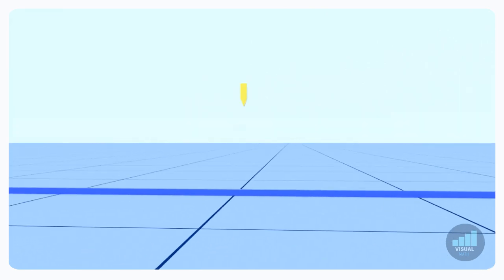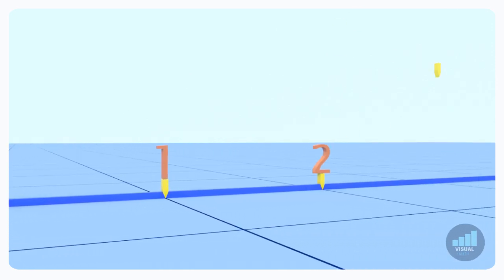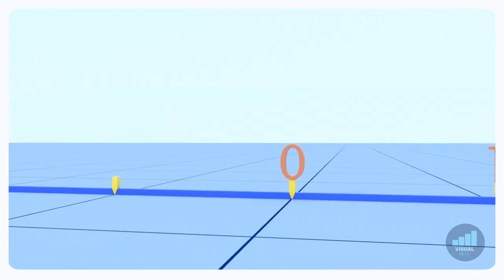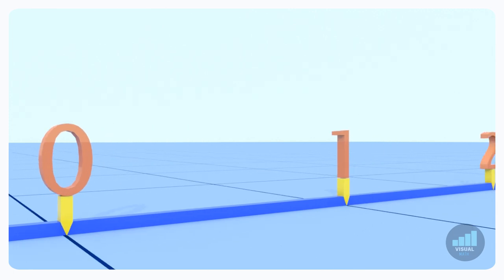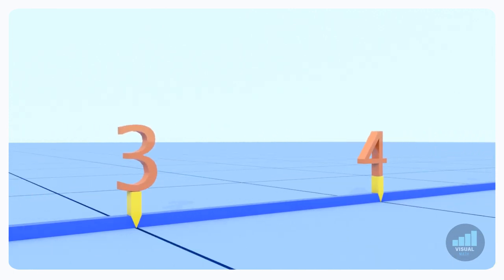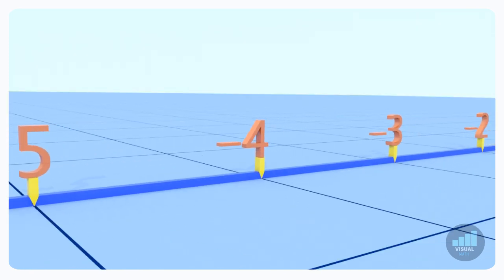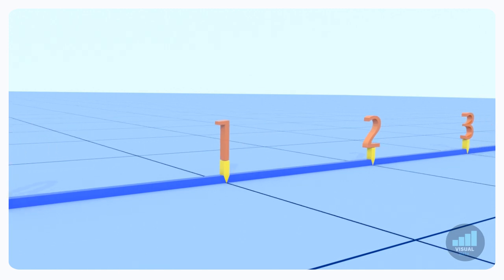A number line is a straight line where numbers are arranged in order, just like a ruler. At the center, we have 0. Numbers to the right of 0 are positive, and they keep increasing as you move further to the right. Numbers to the left of 0 are negative, and they keep decreasing as you move further left. Each point on the line represents a number, and the distance between each number is always equal. We can use a number line to count, add, subtract, and even understand fractions.